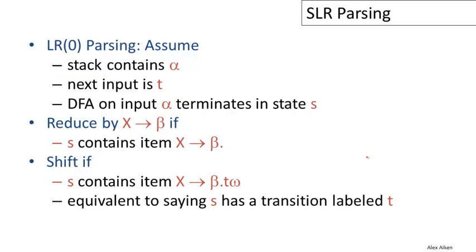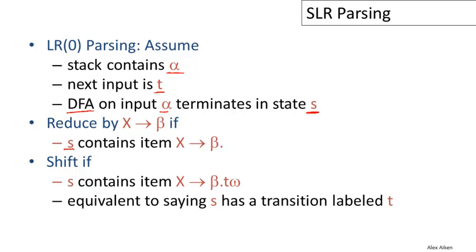The first thing we're going to do is to define a very weak bottom-up parsing algorithm called LR0 parsing. The basic idea here is that we're going to assume the stack contains contents alpha and that the next input is token t, and that the DFA that recognizes the viable prefixes, on input alpha, that is when it reads the stack contents, terminates in some state s. And there are only going to be two things that this parsing algorithm needs to do.